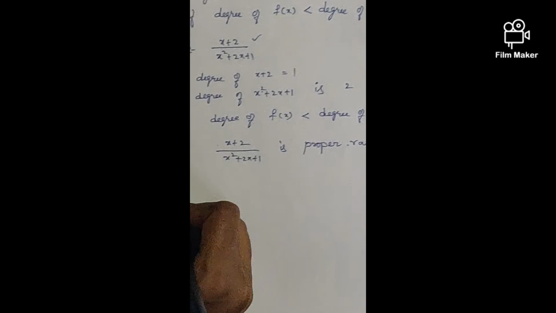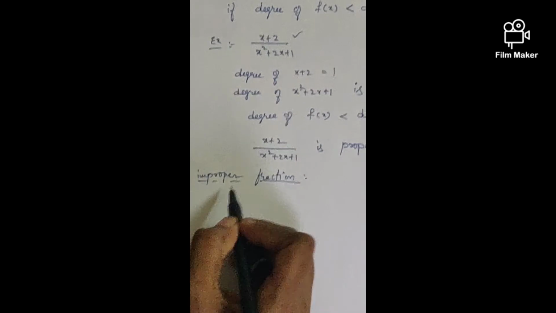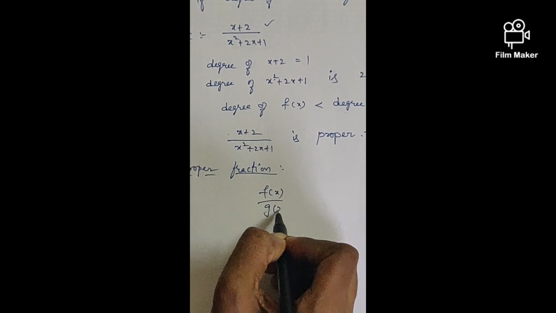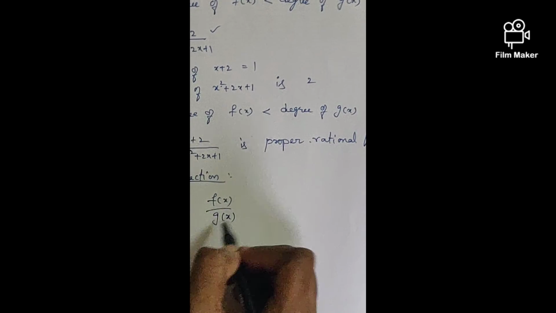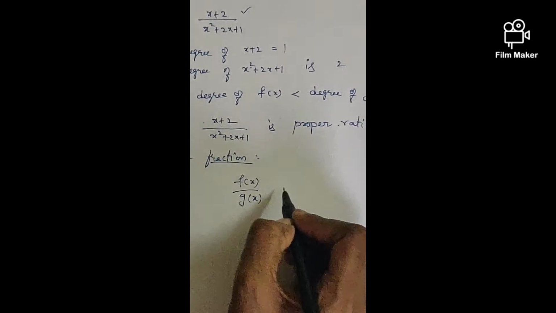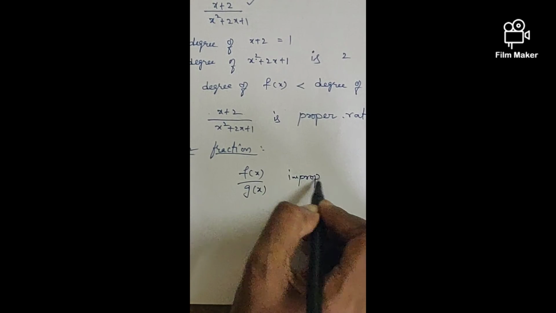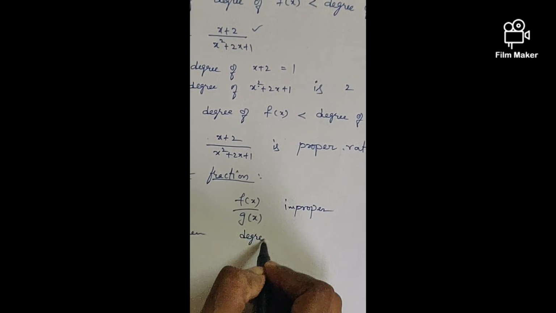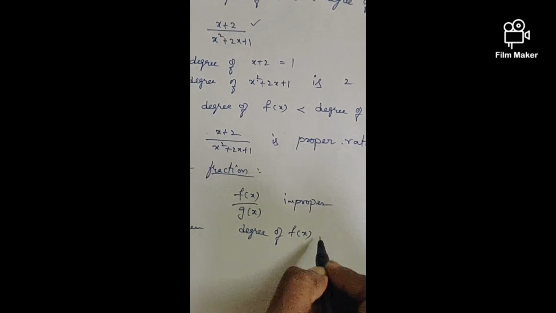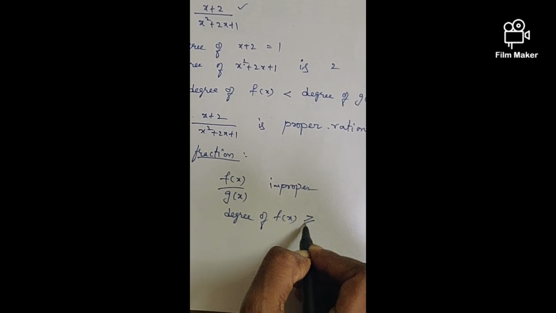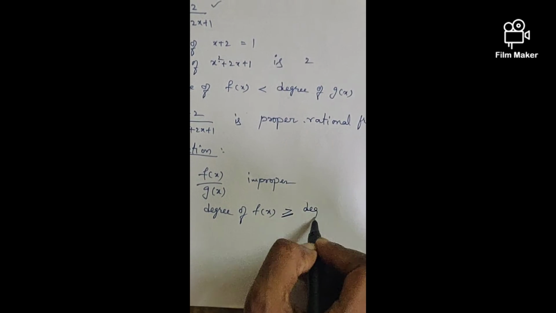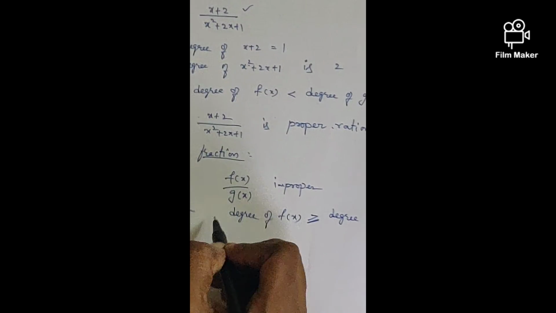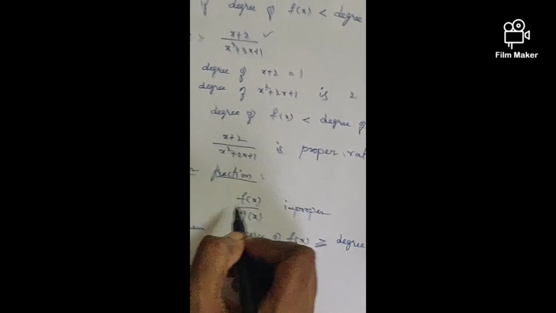And now we are going for what is improper. So what is an improper fraction? A rational fraction f of x by g of x is improper when the degree of f of x is greater than or equal to the degree of g of x. Then we say that the rational fraction is improper.